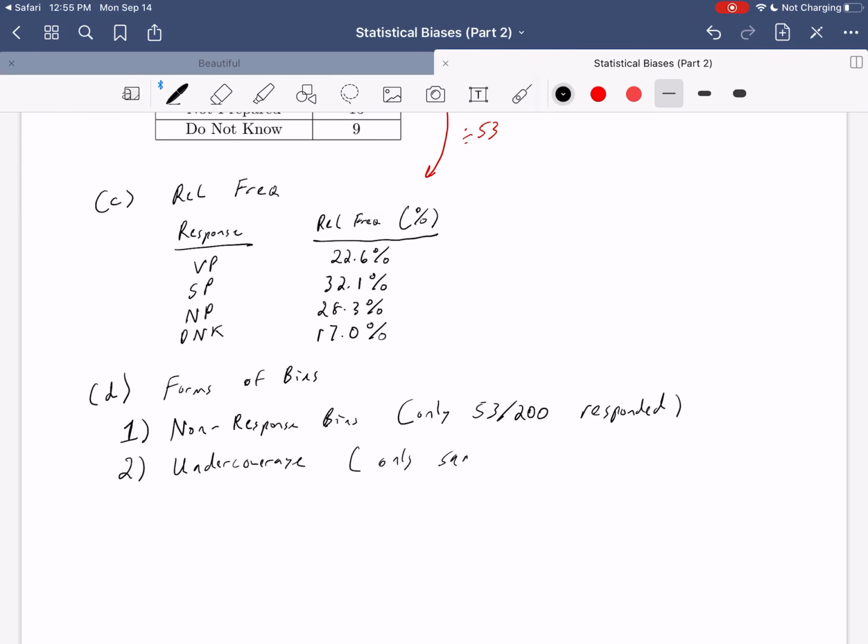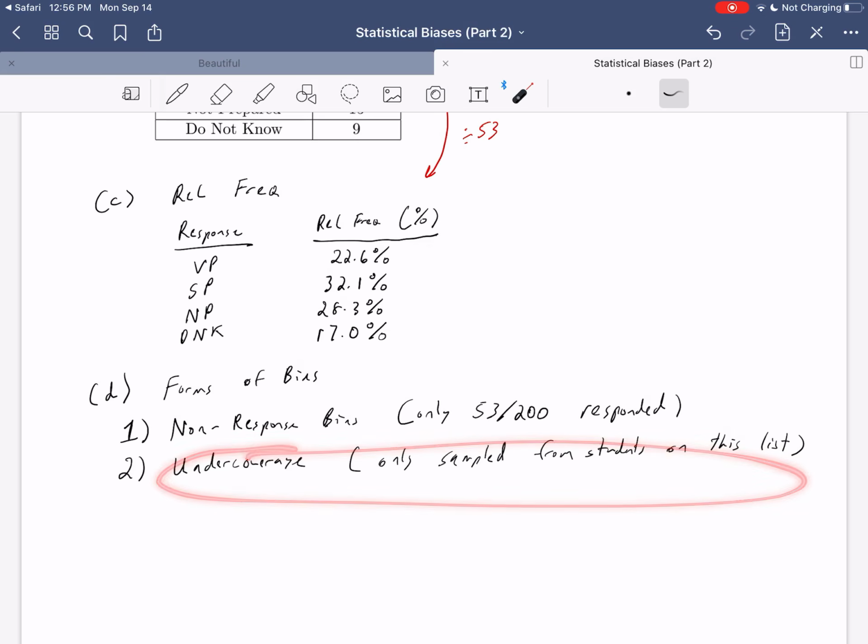Only sampled from students on this list. Now, in general, that might not be a huge problem, but of course, there is an issue in this particular situation because you're asking them a question about emergency preparedness and you're choosing only people from a mailing list that's interested in emergency preparedness. So you can see the issue here is that the reason there's undercoverage is also directly related to the type of question we're asking here. So undercoverage, definitely an issue.